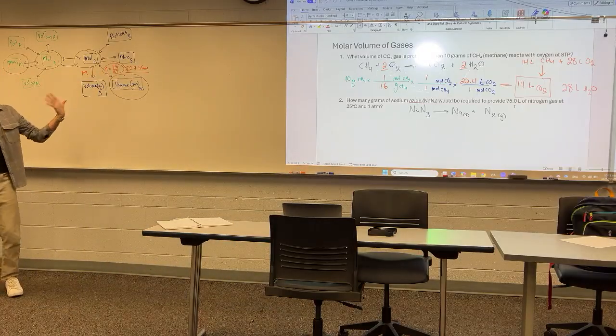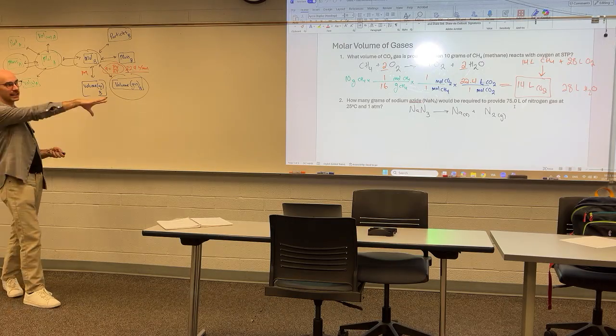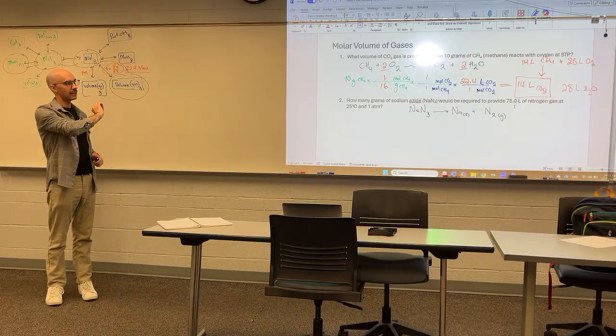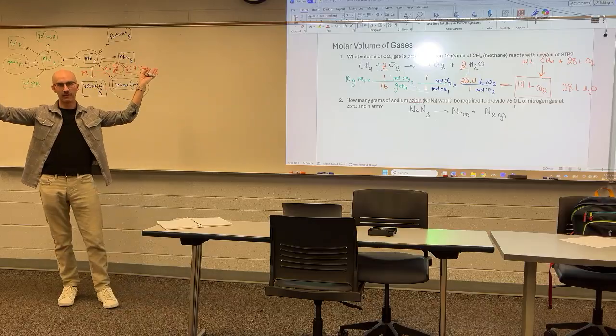By the way, this is how your airbag inflates. So if you get hit, there's a heating element in the airbag that quickly heats up the sodium azide to 300 degrees C, and then it decomposes and makes a bunch of nitrogen gas that inflates your airbag.